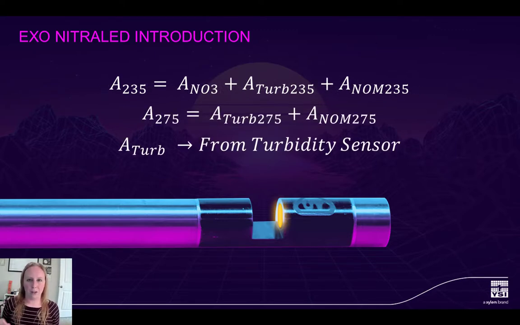So in order to figure out the absorbance due solely to nitrate, we need to figure out what the absorbance due to turbidity and NOM are. So there's a separate equation for the 275 nanometer wavelength that's the sum of the absorbance due to turbidity and NOM at that wavelength, and then the absorbance due solely to turbidity will be based on the reading from the turbidity sensor. In order to get an accurate nitrate reading from the NitraLED sensor, you must have a turbidity sensor installed on the sonde, and we'll talk about that in just a minute as well.